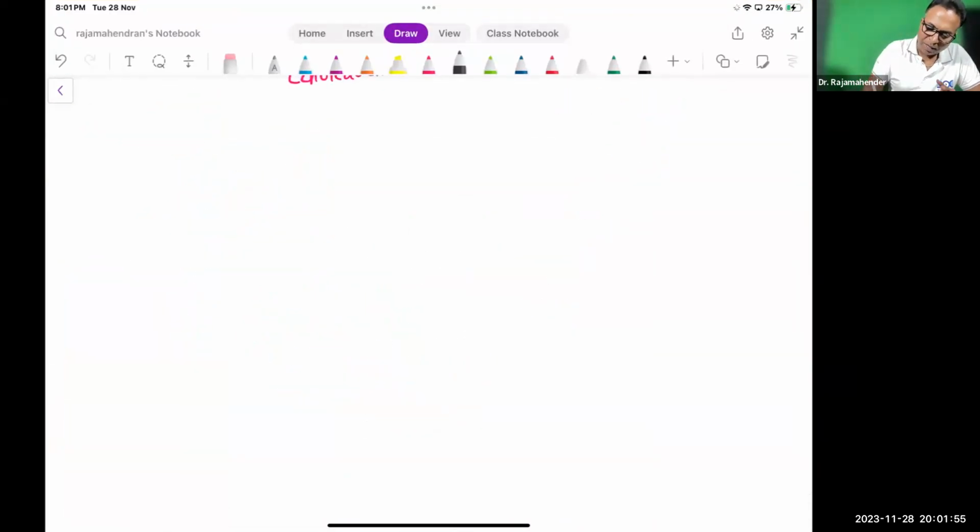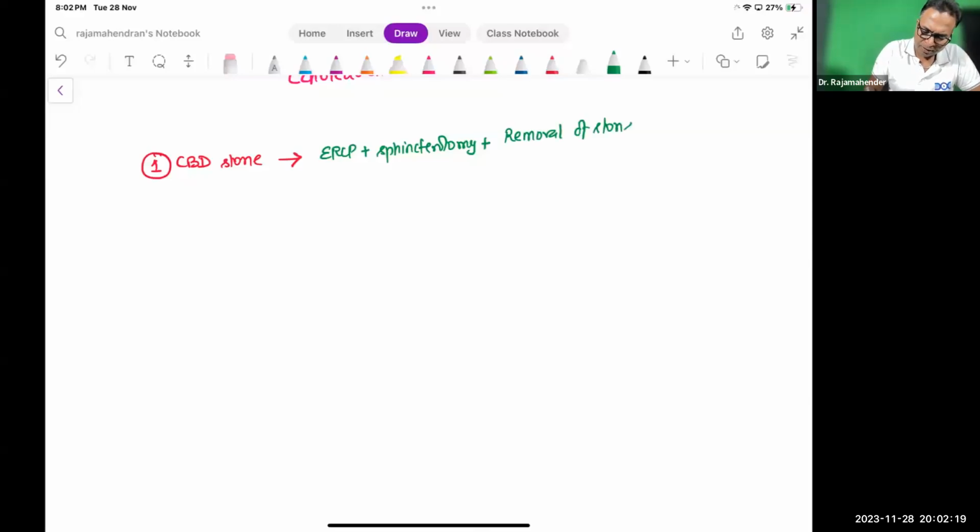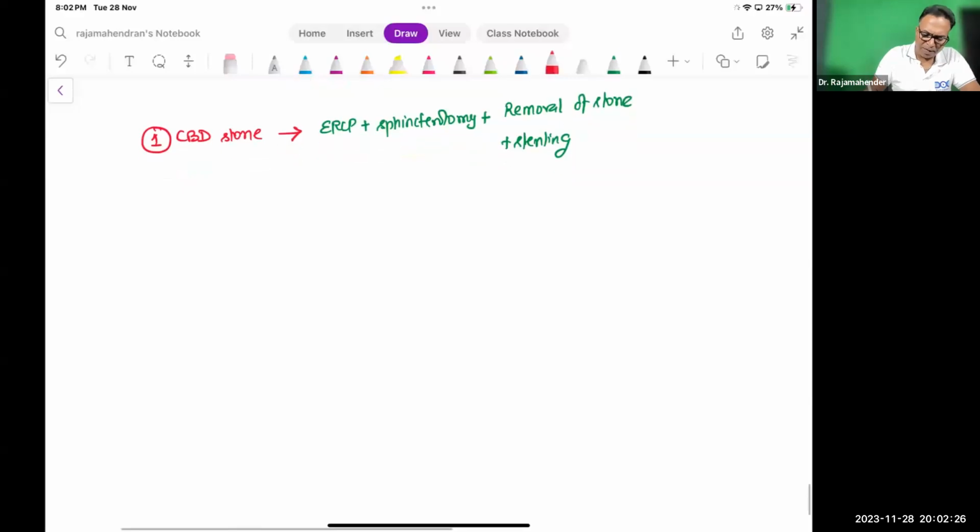I hope you are clear with one basic concept, that is number one, CBD stone. First topic, I already told you, CBD stone causing jaundice. What is the treatment of choice? Treatment of choice is ERCP plus sphincterotomy. Cut the sphincter and remove the stones. ERCP, sphincterotomy, removal of stones, and stenting is the correct method. That is the gold standard treatment for CBD stone. That is already discussed, so I am completing it.